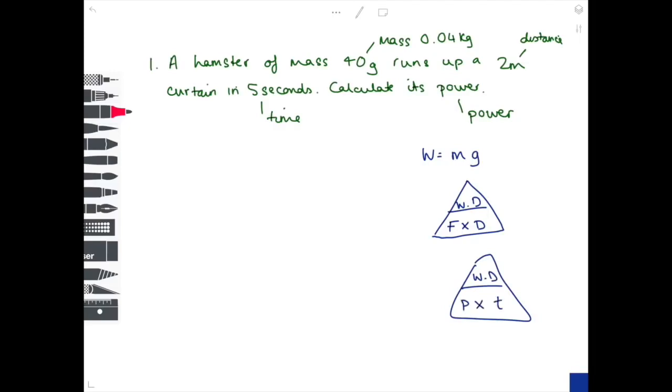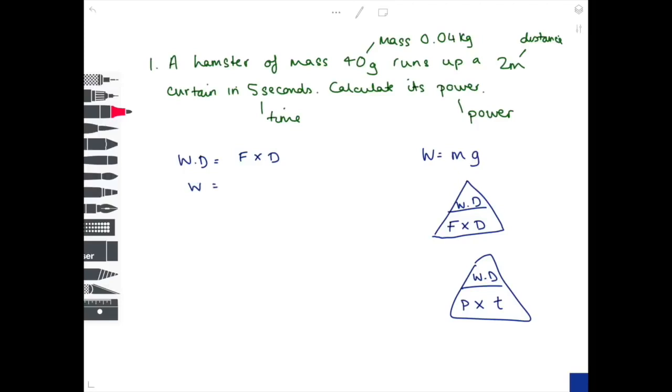What is the common factor linking the two formula triangles? Well, it is work done. So we need to calculate work done first of all, which is force times distance. Unfortunately, we don't have the force, so we're going to have to work that out. And this relies on you remembering that force and weight have the same unit. So if we work out weight, then we can work out the force.